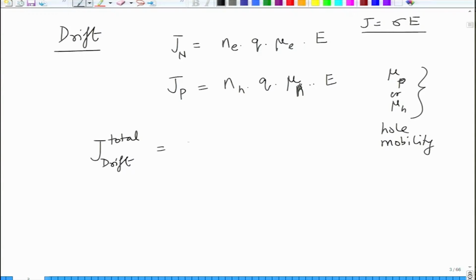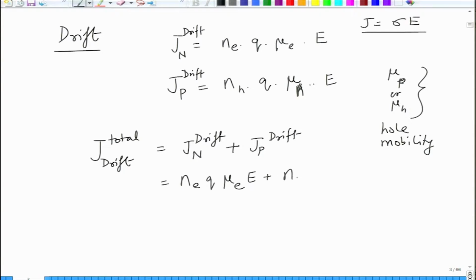So the total drift current J drift will be equal to Jn drift plus Jp drift. This will be equal to Ne Q mu E E plus NH Q mu H into E. That will be the total drift current that we will have for a semiconductor.